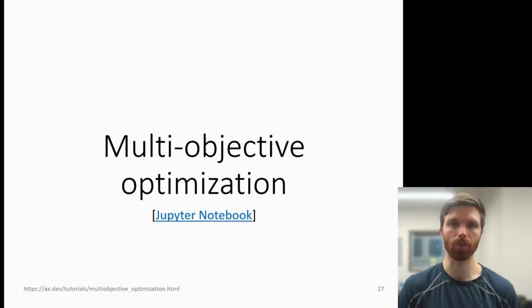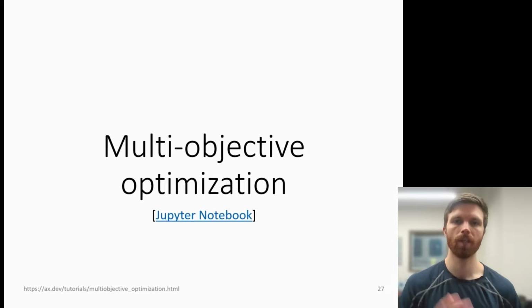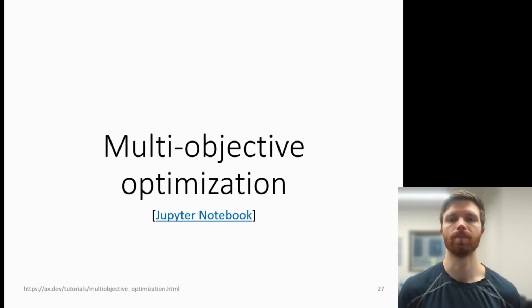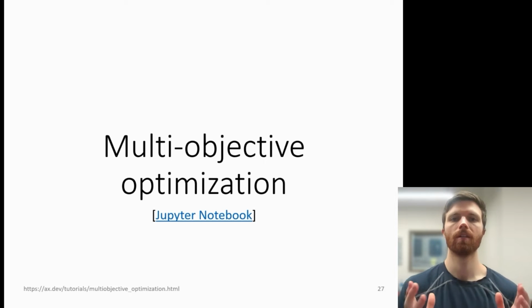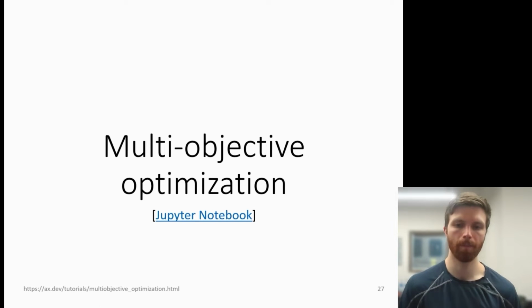In the next tutorial, we'll be looking at adapting the service API to accommodate multi-objective optimization. Now, with multi-objective optimization, of course, you can just simply add the parameters together or come up with some simple scalarization function. Here, we'll be covering a state-of-the-art method, which involves optimizing the expected hypervolume improvement. It's okay if you don't know what that is. We'll be going over that in the notebook.